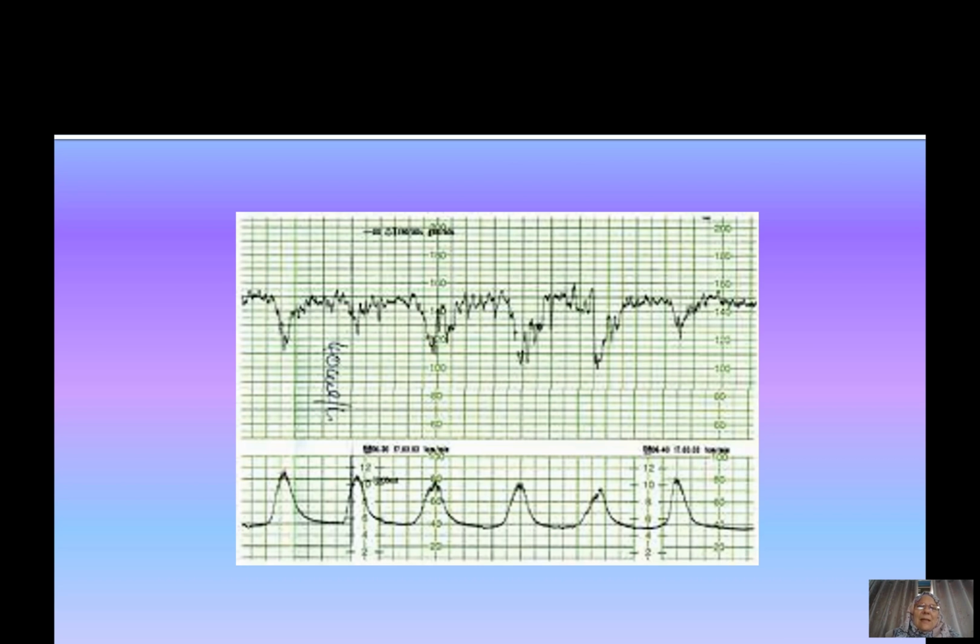The variability in this trace, and also the one we looked at previously, was normal, and this is a very reassuring sign. So if you have variable decelerations ongoing, but your variability remains good, and you also have some variability at the bottom of the decelerations, this is a reassuring sign, but still they need close observation and might need some intervention.